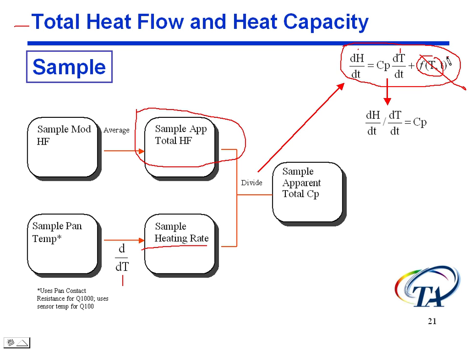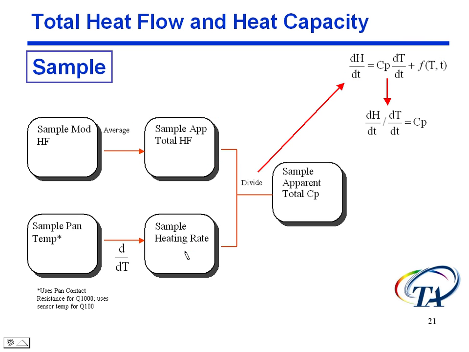Well, for now, forget about the kinetic term. We're not going to deal with the kinetic term right now. We're just going to talk about heat capacity, right? So if we take our heat flow divided by our heating rate, that's going to give us heat capacity. So here's heat flow, here's heating rate. So that's how we calculate the sample apparent total heat capacity.